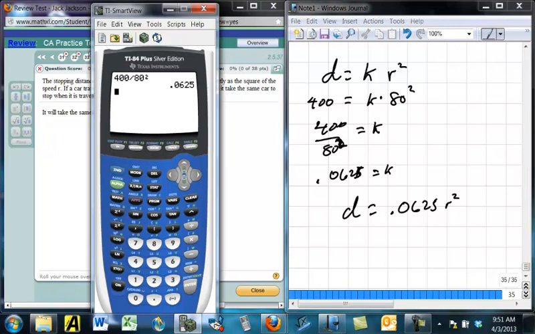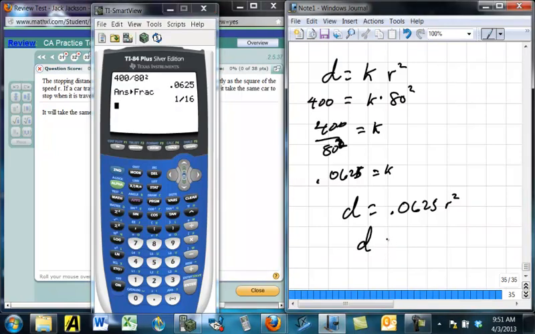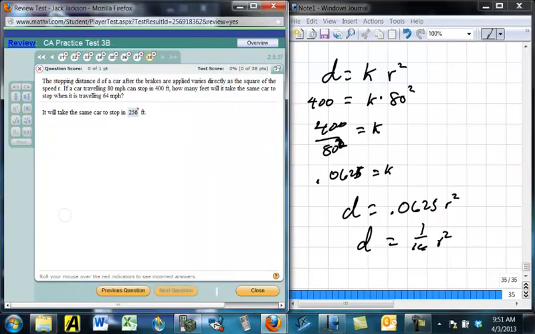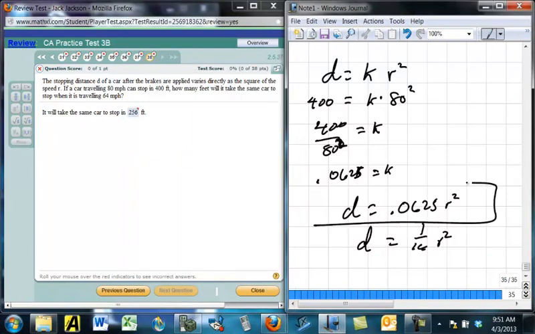We might want k in a fraction form instead. We could do that. It was 1/16. So the distance is 1/16 r squared. So either way, it doesn't matter. Okay, and then if it's the same car, it's going to be the same k, the same formula. So this formula right here is going to apply, whichever version you want. And we want the same car. If we know the speed, we can find the distance. Or if we know the distance, how long it took it to stop, we can find the speed it was going.